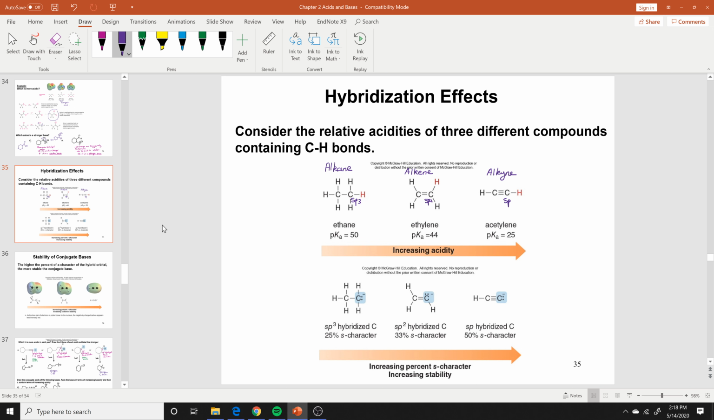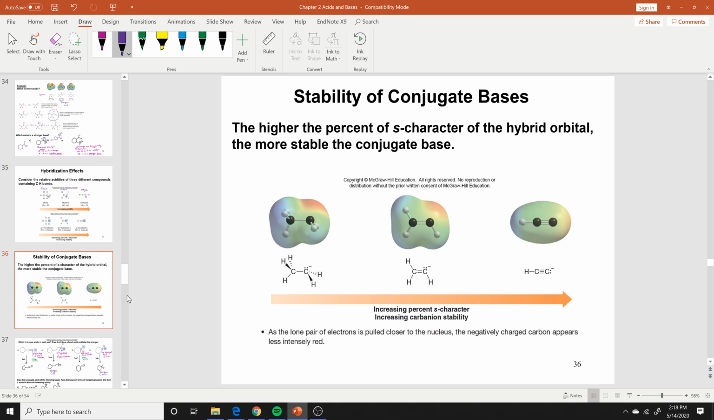So if electrons are pulled more towards the nucleus, see those lone pairs, they are closer to the nucleus. If they are closer to the nucleus in this case, that is going to make the anion more stable, because the lone pairs are closer to the nucleus rather than being far away from the nucleus. So this is it. This is what I have over here.